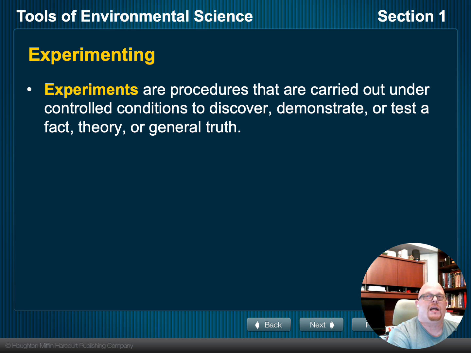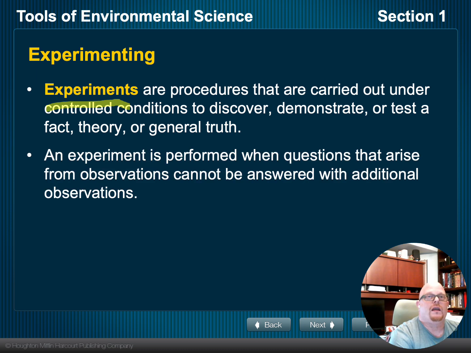And so experimenting, that is the procedure under which it's carried out. The keys here are controlled conditions, to demonstrate or test a fact, theory, or general truth. And an experiment is performed when questions arise from observations that cannot be answered with additional information and observations. So that pretty much means we have to do some testing.